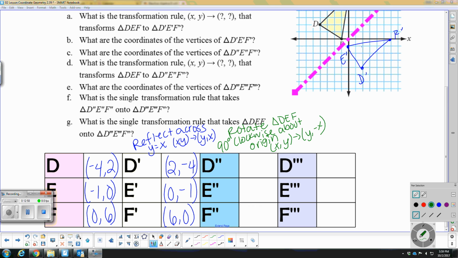And a rule that we have from our last lesson is rotating 90 degrees clockwise about the origin, (x, y) becomes (y, -x). So we can apply that rule to our original points, DEF, to create our image D double prime, E double prime, F double prime. And once you get your 3 points, D double prime is (2, 4), E double prime is (0, 1), F double prime is (6, 0). You can plot those points.